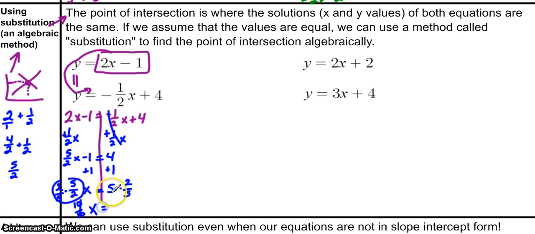On the right-hand side, though, I've got 5 times 2 over 5. I can put the 5 over 1. And so now multiplying, I've got 5 times 2 in the numerator, which is 10. And then in the denominator, I've got 1 times 5, which is 5. And 10 over 5 is the same as 2 over 1, or just 2. So in this case, x equals 2.